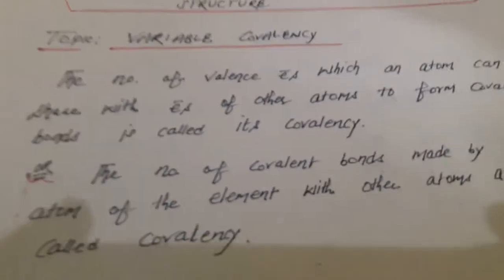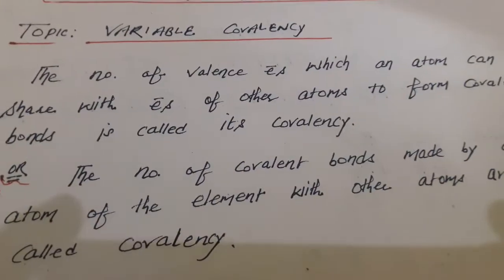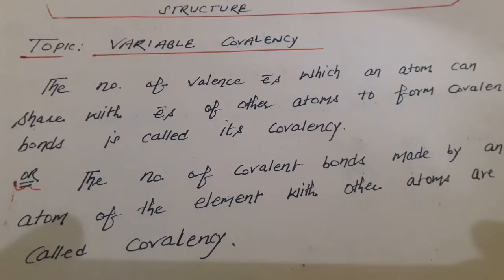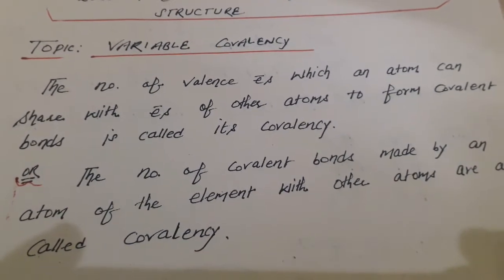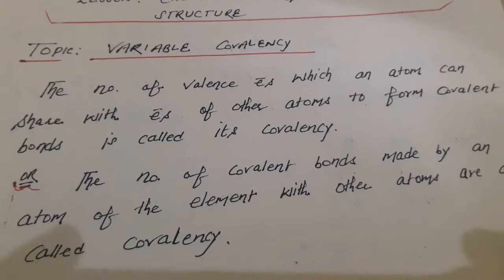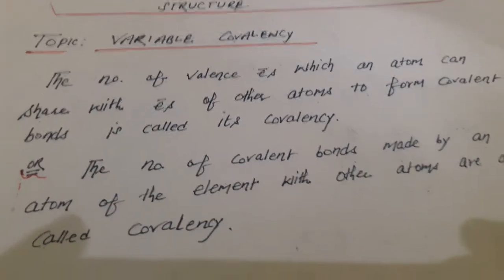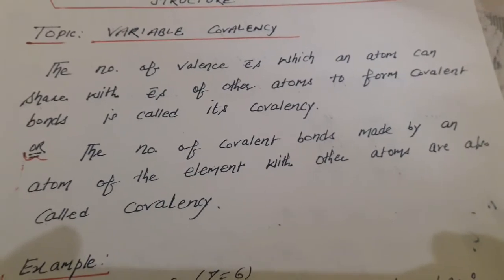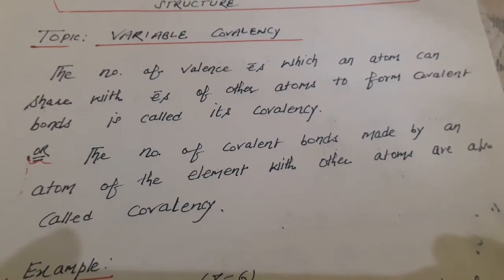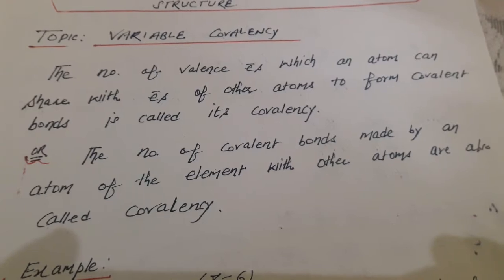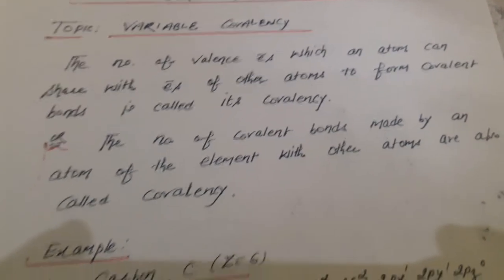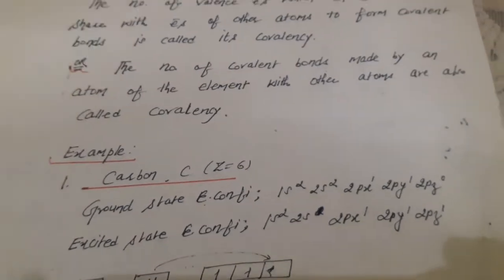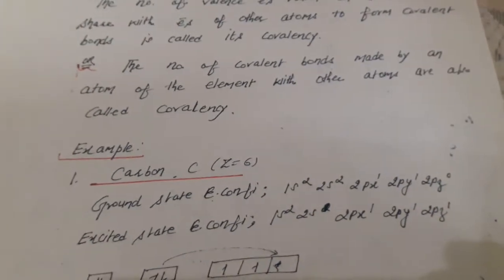The number of valence electrons which an atom can share with electrons of other atoms to form covalent bonds is called its covalency, or the number of covalent bonds made by an atom of the element with other atoms is also called its covalency. So we will try to understand the concept of variable covalency with some examples.